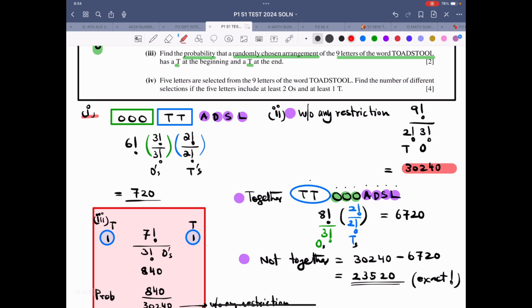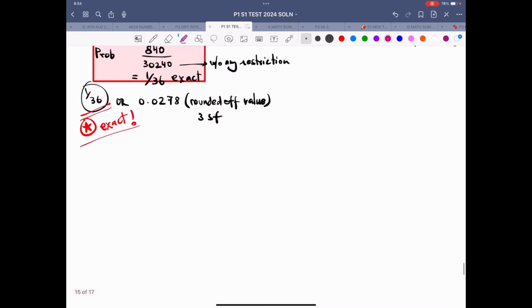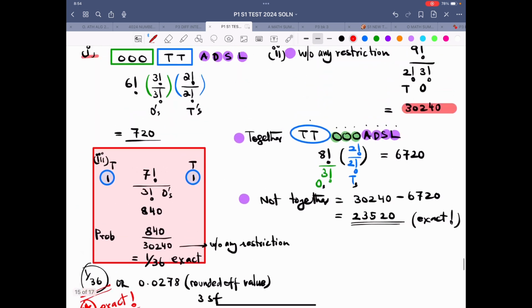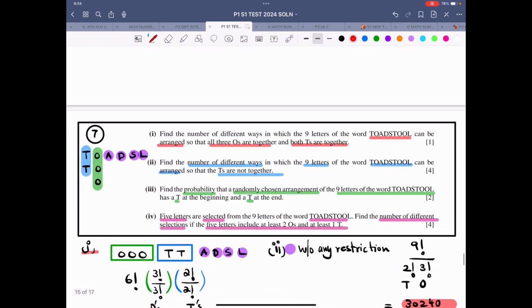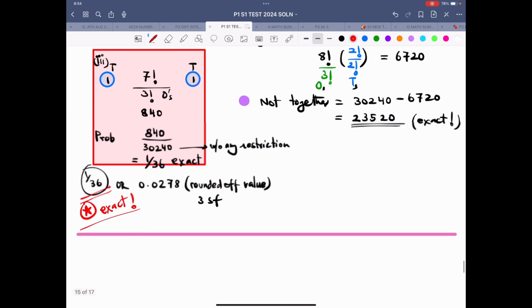Now the last part over here, that is this. 5 letters are selected. Now this is combination. 5 letters are selected from the word toadstool. Find the number of different selections if the 5 letters include at least 2 O's and at least 1 T. So now let me just draw a line like this. And what do we have? We have 2 T's, 3 O's, and then we have A, D, S, and L. So that is what we are working on.